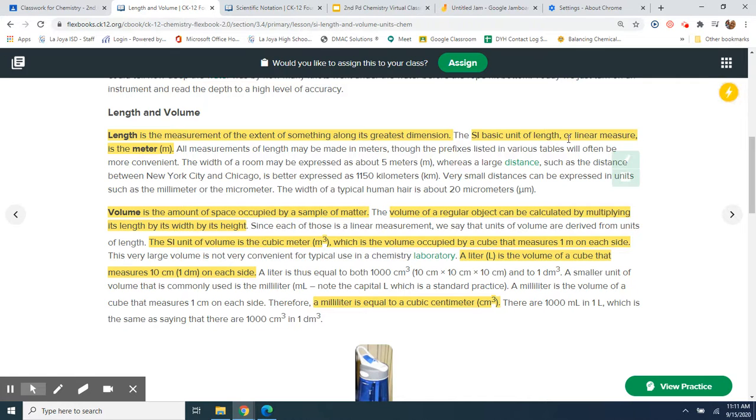The SI basic unit for length is known as the meter. We can use the prefixes from yesterday's assignment to make our meters very, very large if I'm talking about a big distance, like from New York to Chicago. Or I can use those prefixes to talk about meters in a smaller version, especially when you're talking about human hair being only 20 micrometers.